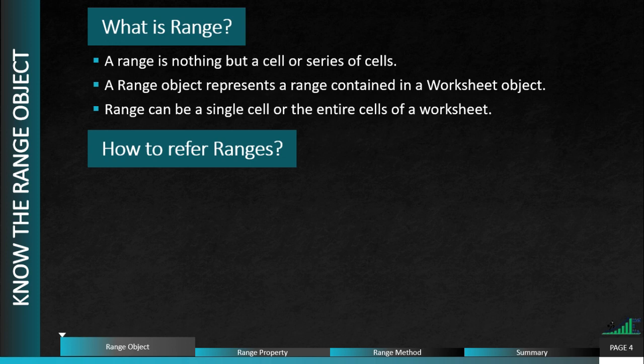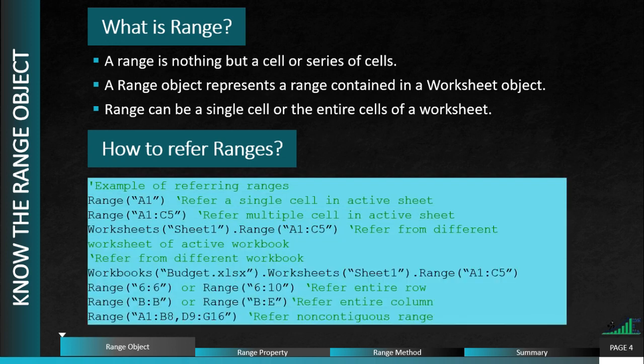Range, what is range? We have explained. A range is nothing but a cell. That you understood. The range is nothing but a cell or series of cells. Range can be a single cell or the entire cells of a worksheet. Range is an object. Now, how to refer to a range? We have gone through this.